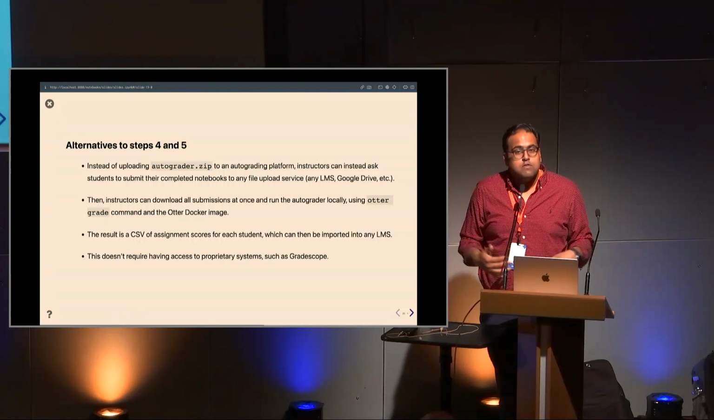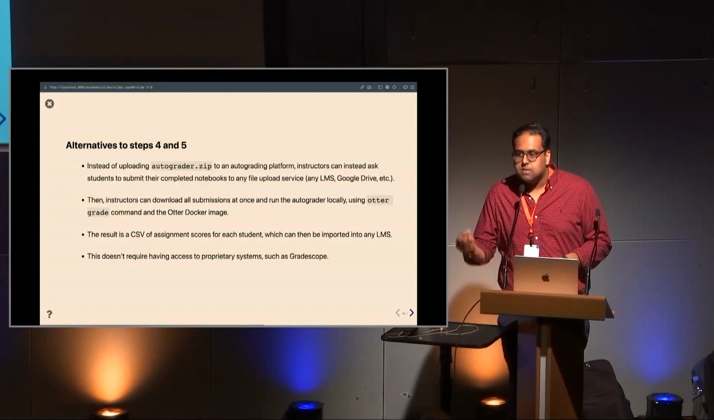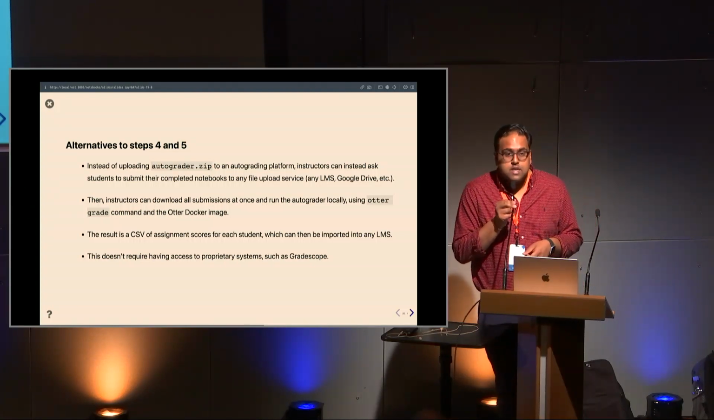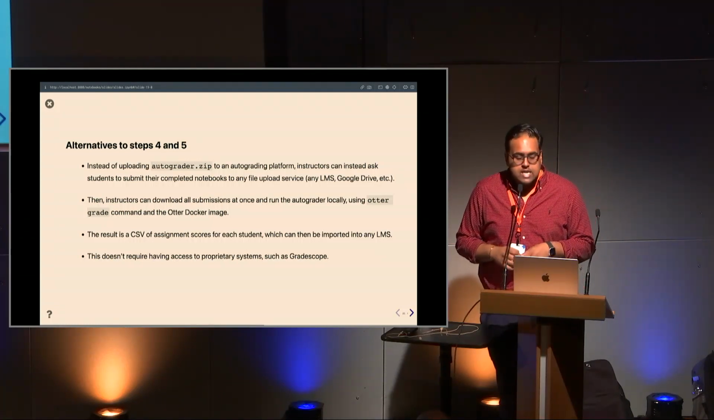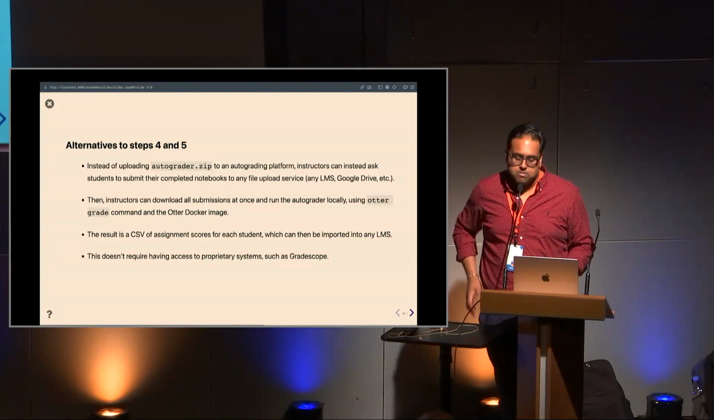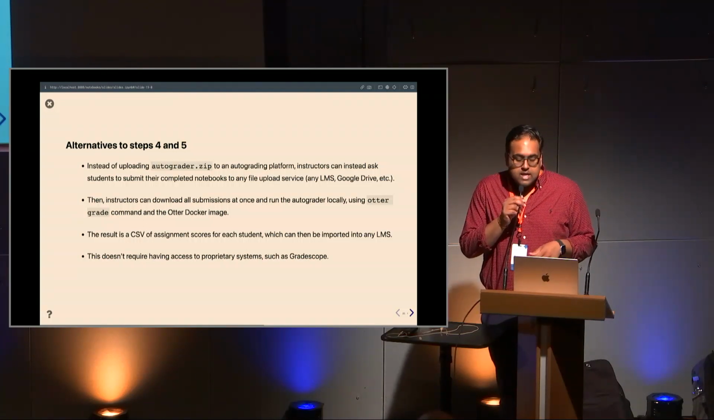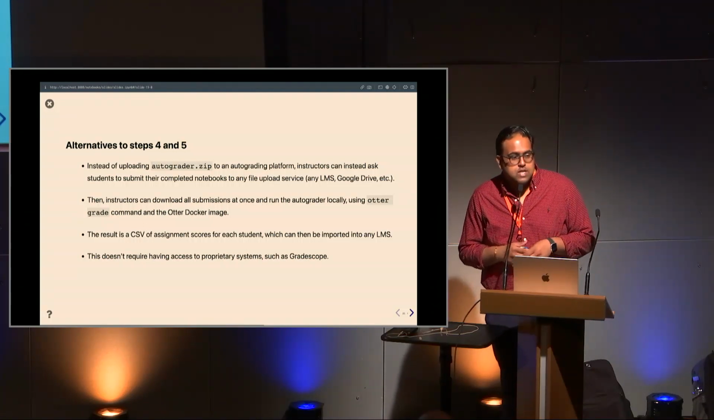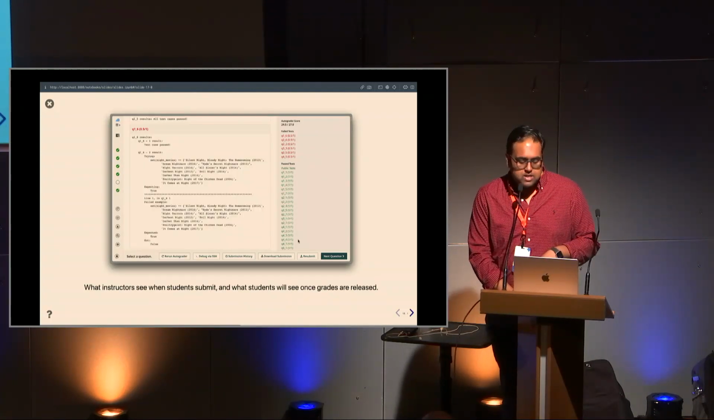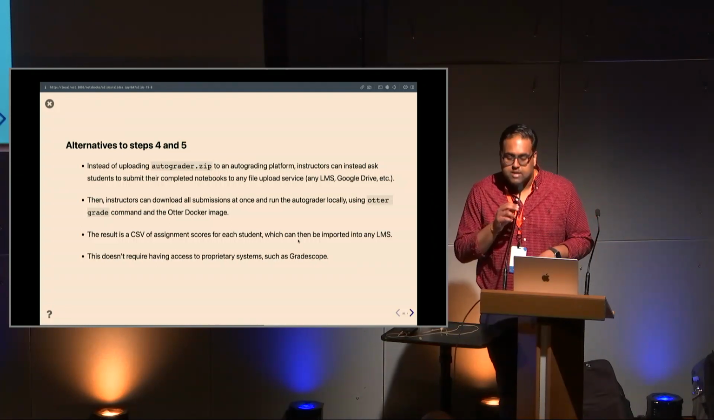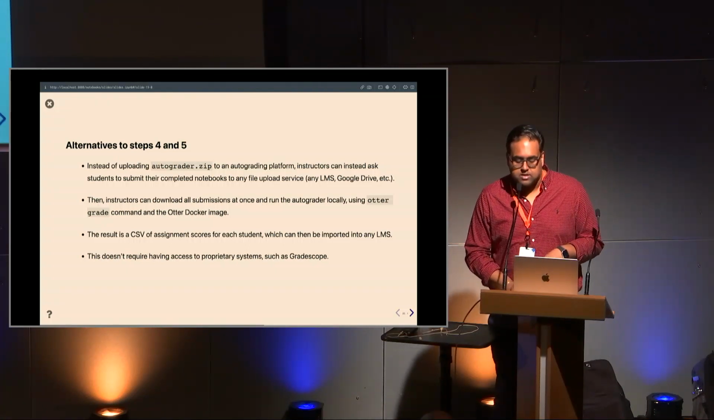And then once you get all of your student submissions downloaded on your computer, you can just run that Otter-Grader configuration zip file locally using the Otter-Grade command and the provided Otter Docker image. So you can do all of this locally on your machine without having to have access to platforms like Gradescope. And what you get back when you run Otter-Grade is a CSV of assignment scores for each student. So like what you see here, you'd have one column for each of these and one row for each student, and then you can upload that into whatever learning management system you want to use. So this is still useful even if you don't know or have access to Gradescope.